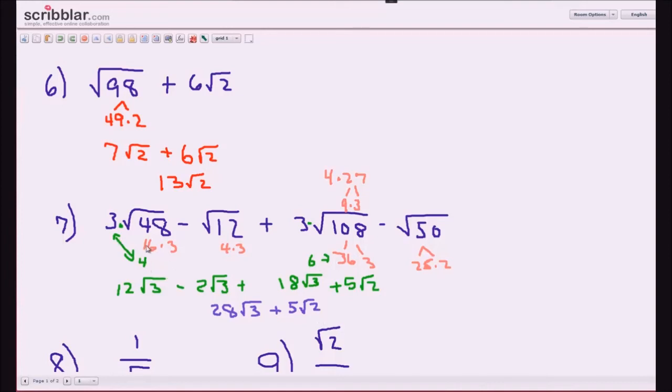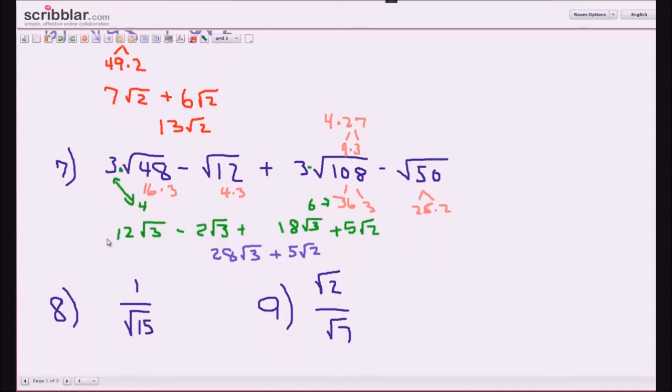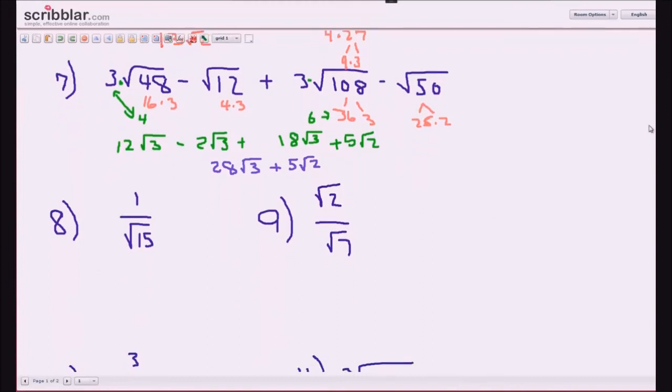Alright, let's keep moving here. Number 18 and 19 focus on something called rationalizing the denominator. You don't want a square root in the denominator. And so what we're going to do here is take the top and bottom and times by, well, what we have here. We're going to times by root 15. And so times top and bottom by root 15.